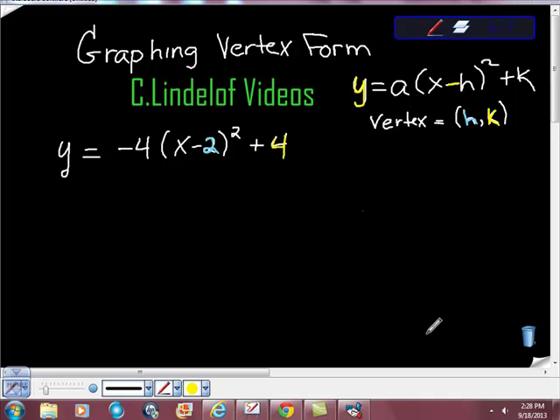Graphing the vertex form. This is the vertex form of a quadratic, and there's a vertex form of other functions. So we are talking about quadratics. We have this thing raised to the second power. We have y is equal to a times the quantity x minus h squared plus k.